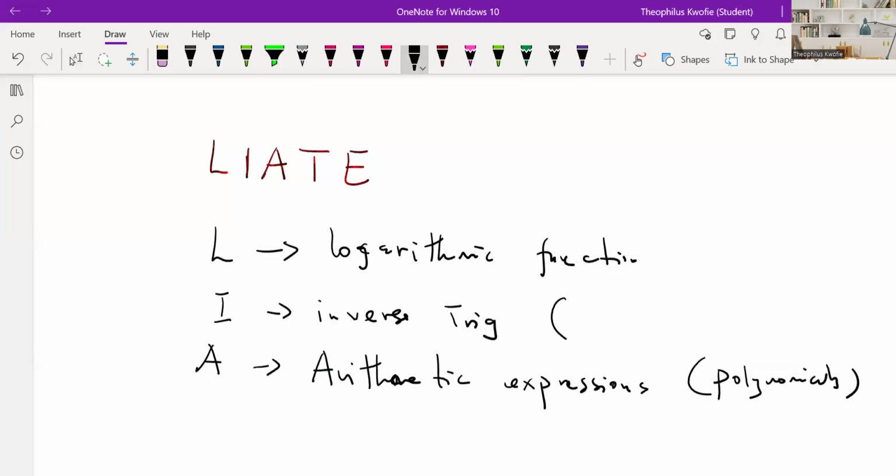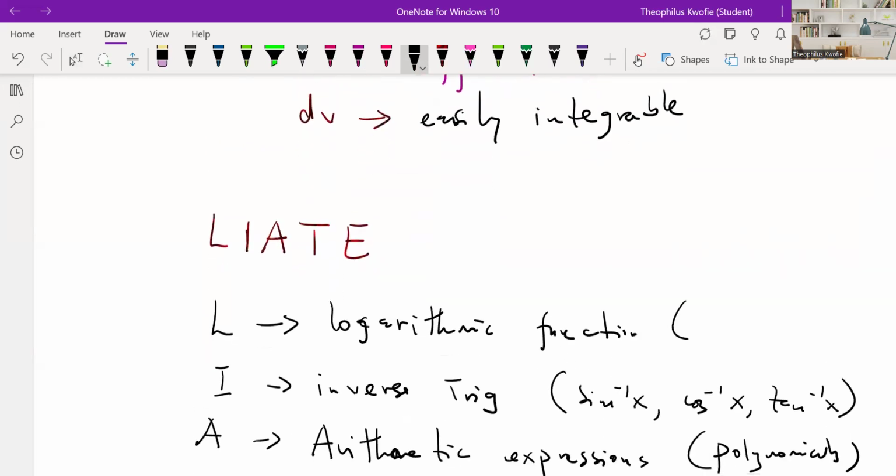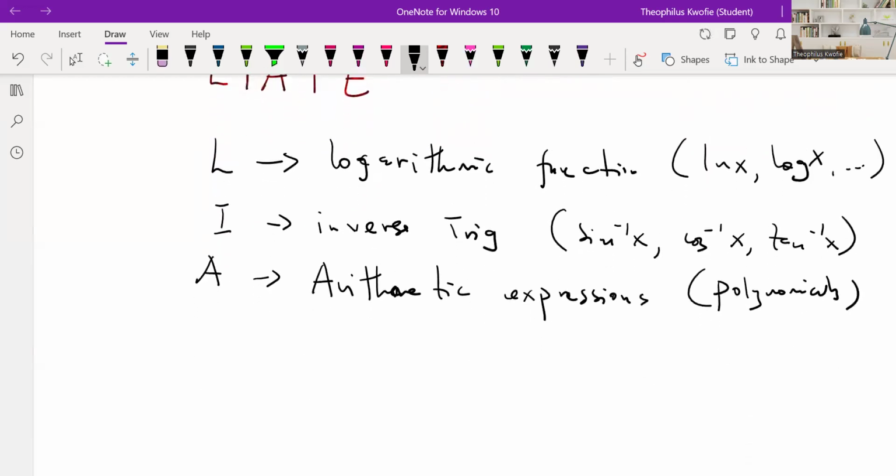So inverse trig functions will be like the sine inverse of x, cosine inverse of x, the tan inverse of x. All of these things, when we see them, you want to take our time. And then the logarithmic functions, as we may know, we have the ln x, the log x, and all of that.